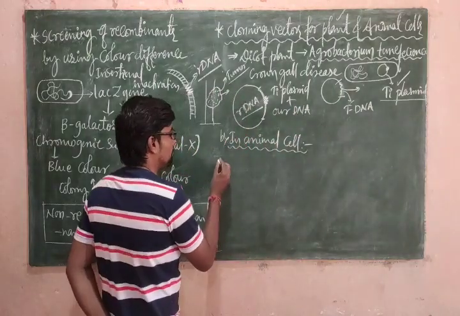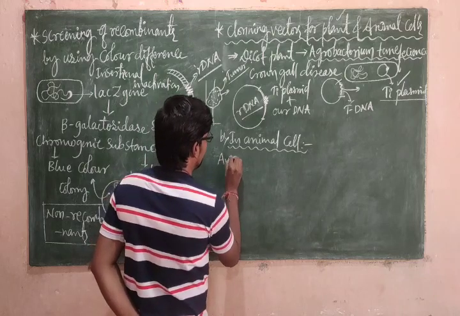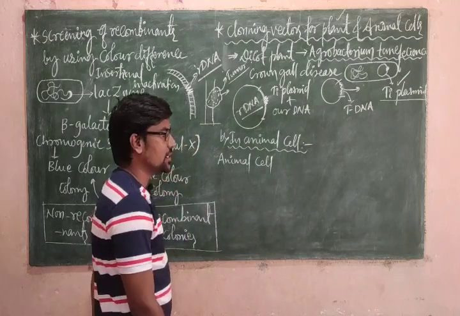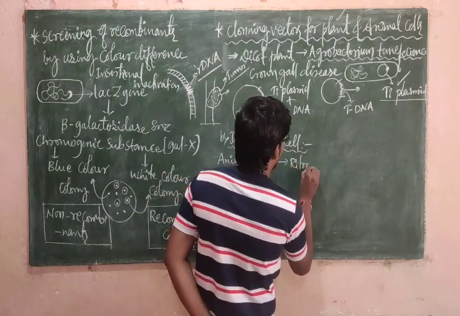Say for example, now let me consider the animal cell. This is the host. This animal cell is usually affected by retrovirus.